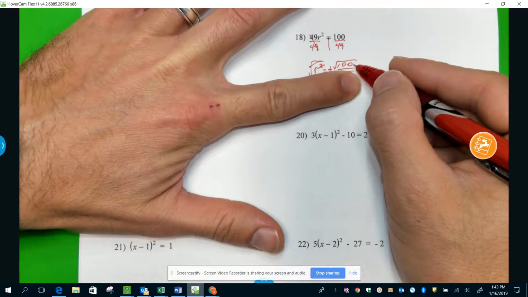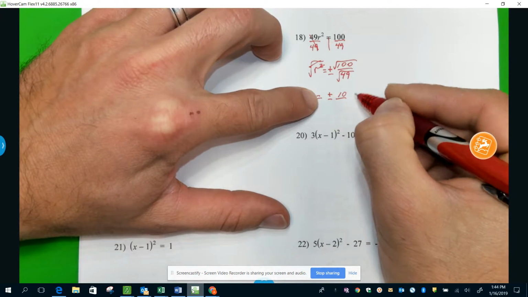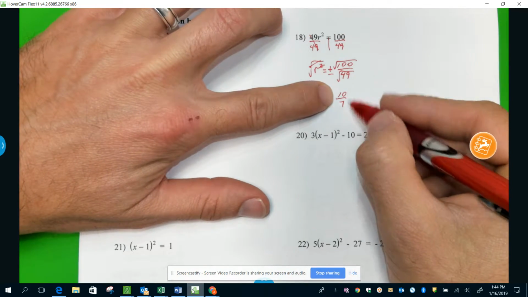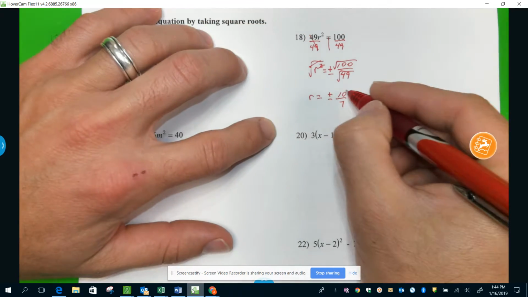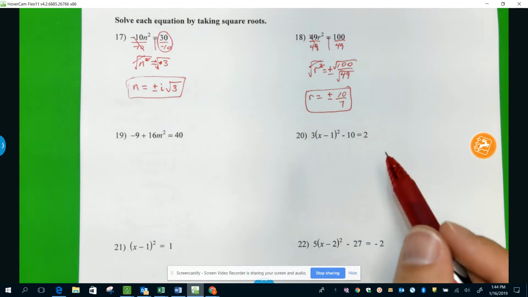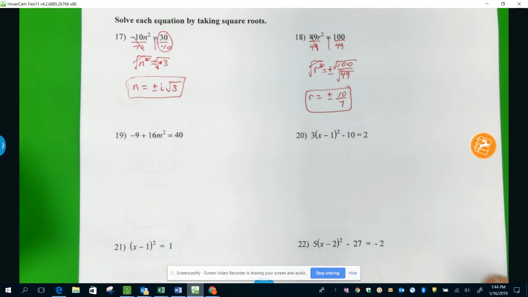The square root of 100 up in my numerator, we should know, is 10. And the square root of 49 in my denominator, we should know, is 7. And 10 over 7 does not reduce. So r equals plus and minus 10 over 7. So the answers there are positive 10 over 7 and negative 10 over 7.